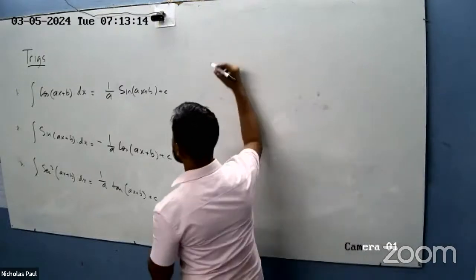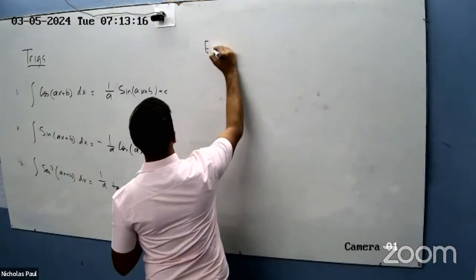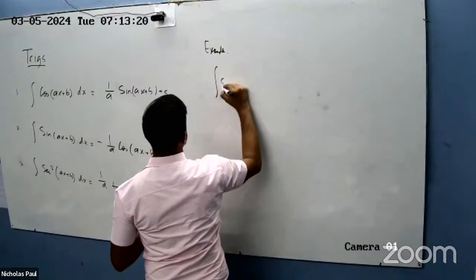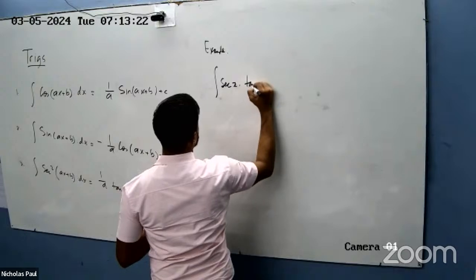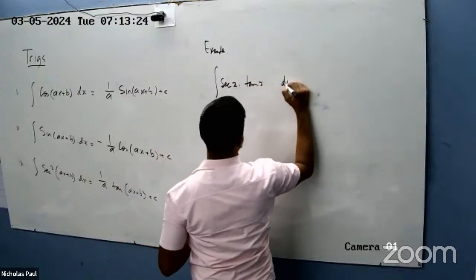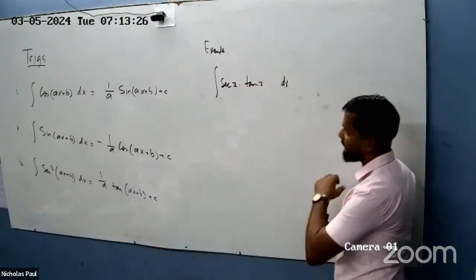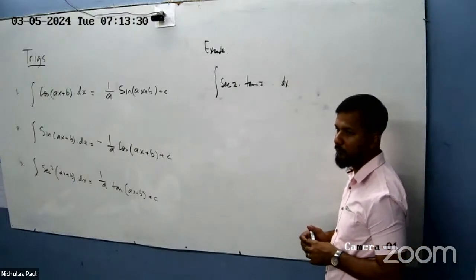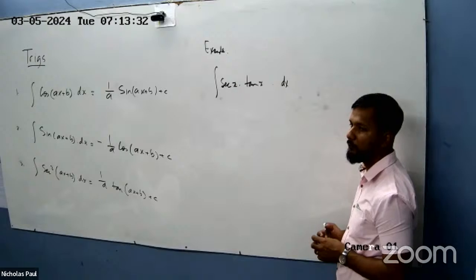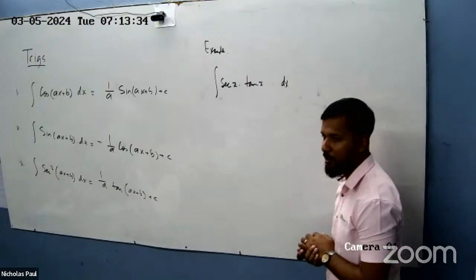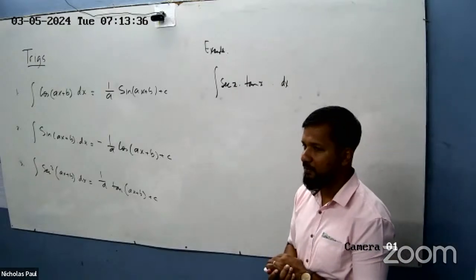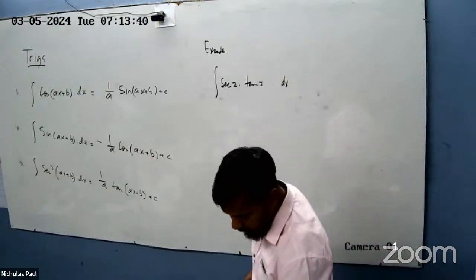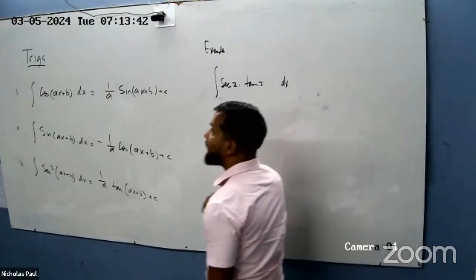How will you integrate something like this? It's a quick example. If I ask you to integrate sec x times tan x, how will you integrate something like this? Try it. Try the integral of sec x tan x. Do your thing. Let me see what your thing gets.